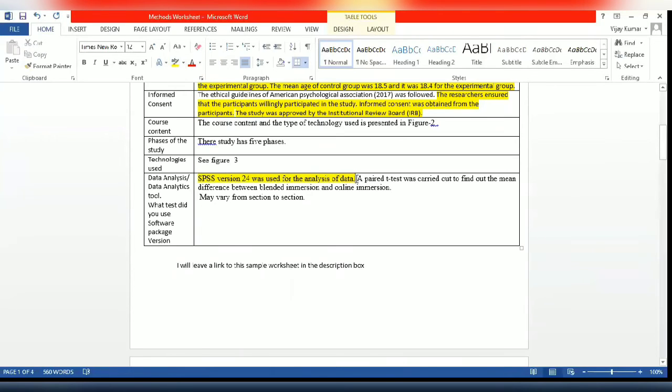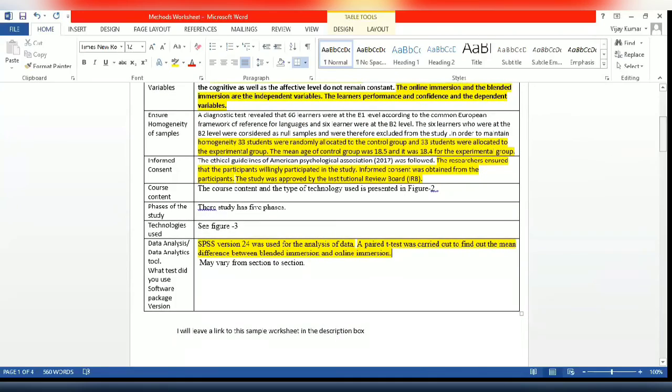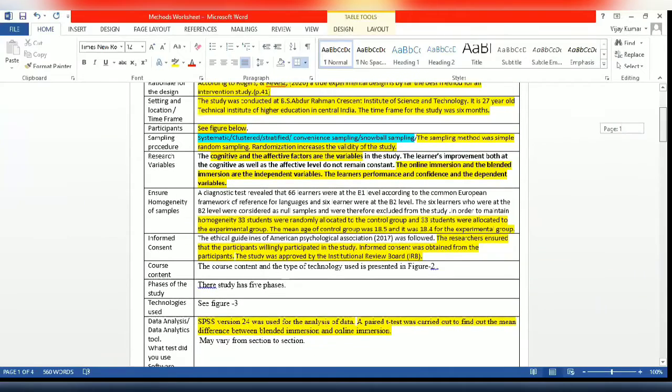I have also mentioned what test I used. I used a paired t-test to find out the mean difference. So you clearly describe the tool you used for data analysis. So your sections could vary depending on your research design.